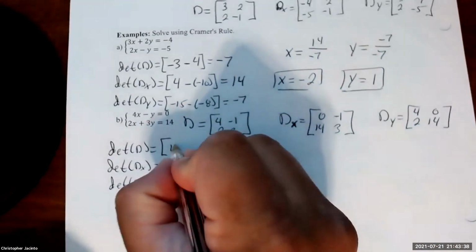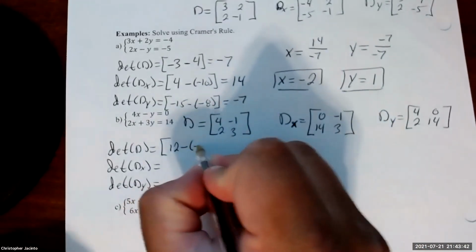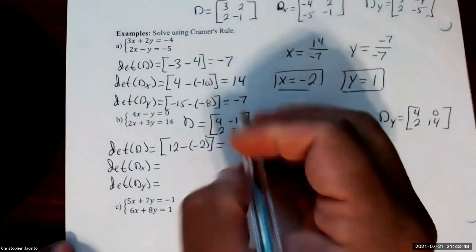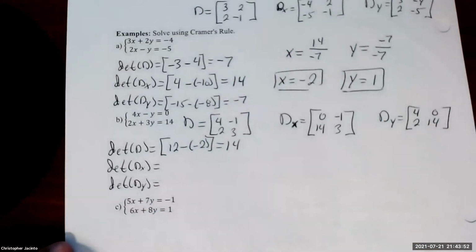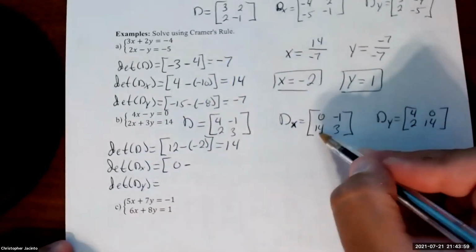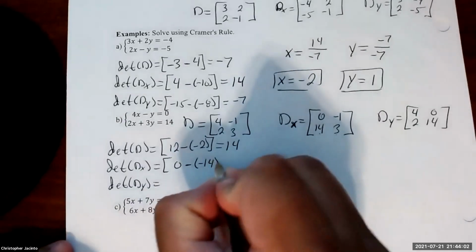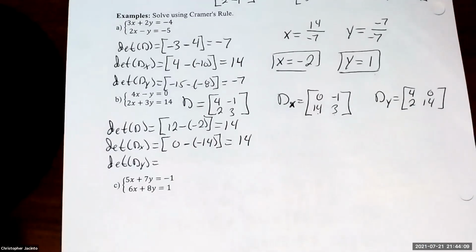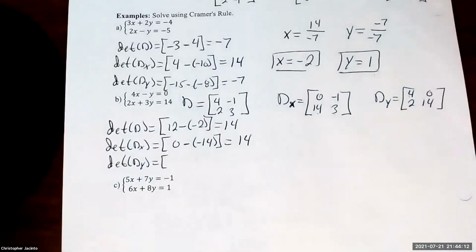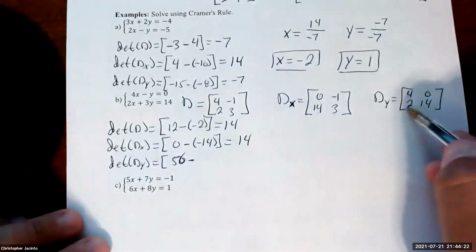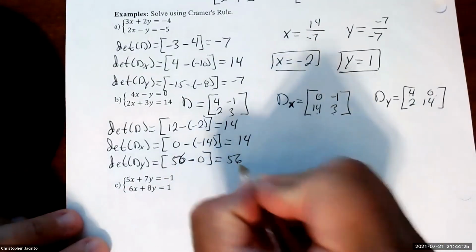So 4 times 3 is 12, minus 2 times negative 1 is negative 2. So that's adding, so that's going to give you 14. The determinant of dx would be 0 times 3 is 0, minus 14 times negative 1 is negative 14. So again, that's adding, so that's going to give you another 14. And then lastly, 4 times 14, which is 56, minus 0, so that's just 56.